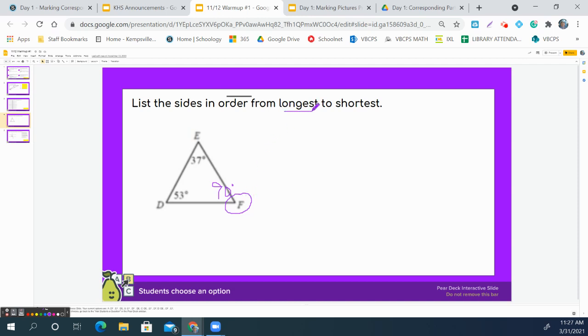So if I'm ordering them from longest to shortest, the most common mistake people make is they put them backwards. They don't read that longest first. If F is the biggest angle, then opposite that, DE is the longest side. DE is definitely longest. What's medium?